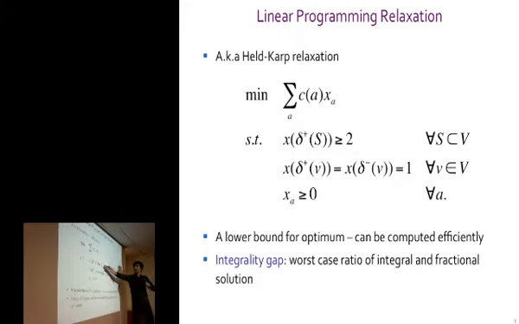What this constraint says is that at least one edge should leave S for any set S of vertices. Sorry, this should be one. So this says for any set S of vertices, at least one edge leaves it. And this one says for any vertex, we should have at least one edge coming into it and at least one edge going out of it.